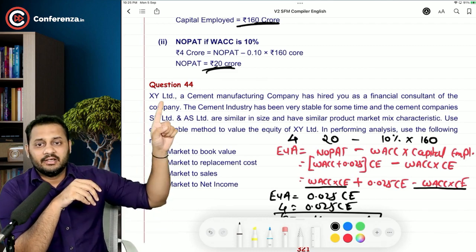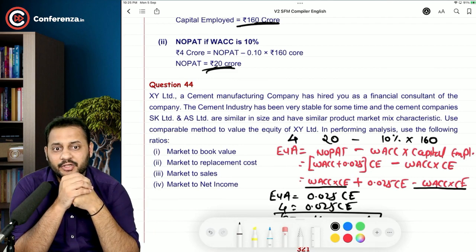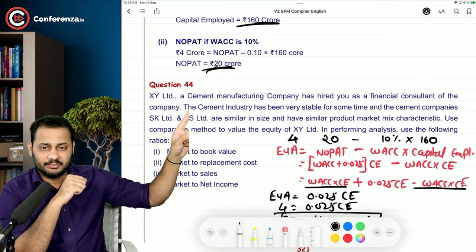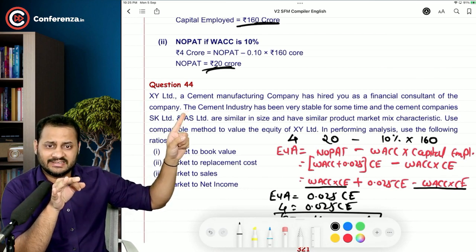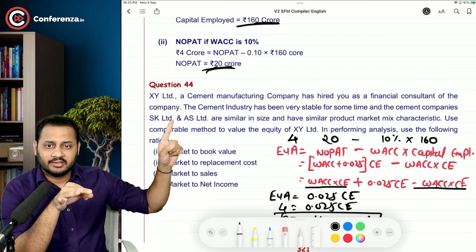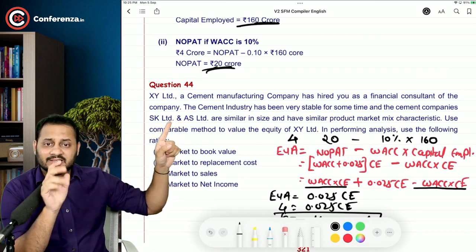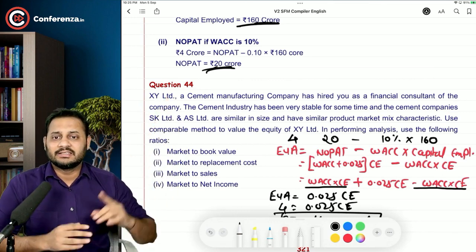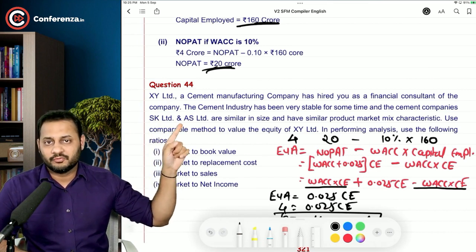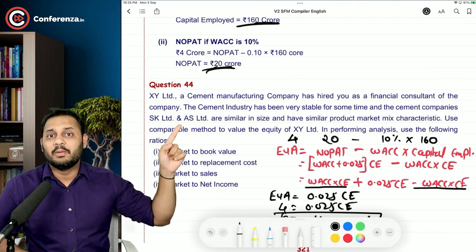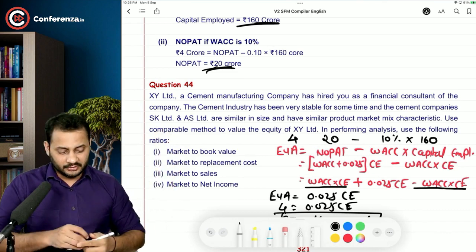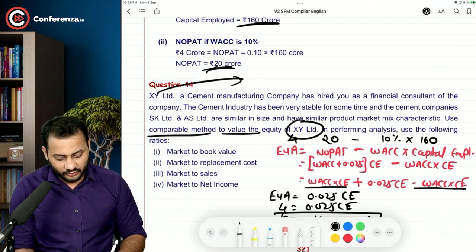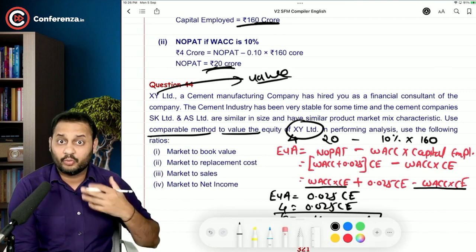Cool. XY Limited is a cement manufacturing company, and has hired you as a financial consultant. The cement industry has been very stable for some time, and the cement companies SK Limited and AS Limited are similar in size and have similar product market mix characteristics. So we can clearly say that these are the pure play firms for us, or proxy firms or competitors. Use the comparable method to value the equity of XY Limited. So basically we have to calculate the value of this company. That's it. Corporate valuation chapter it is.